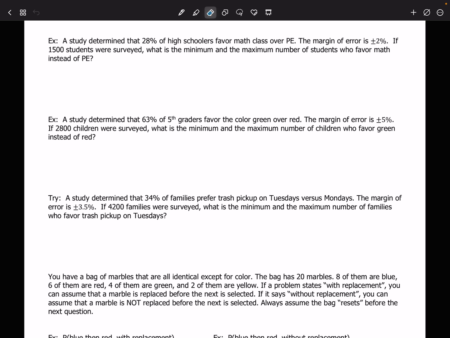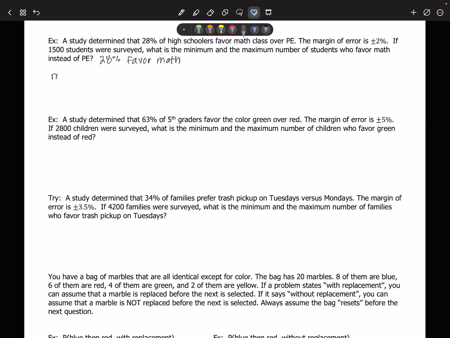Now that margin of error for that particular survey was plus or minus 2%. So that means it could be off by 2%. So the 28% of students who favor math is given. So I'm just going to jot that down. 28% favor math. And it says the margin of error is plus or minus 2%.